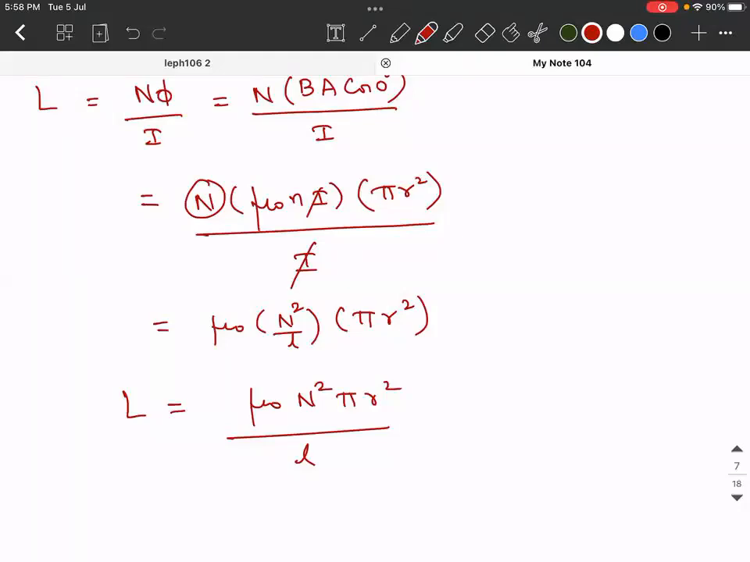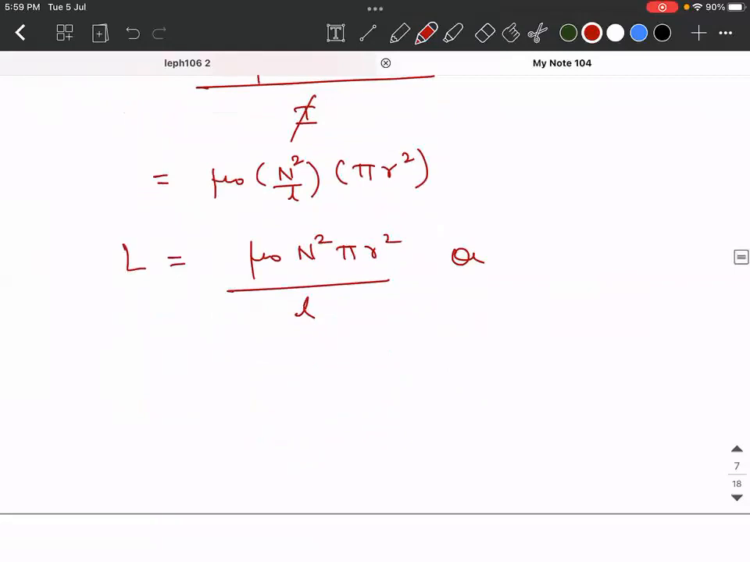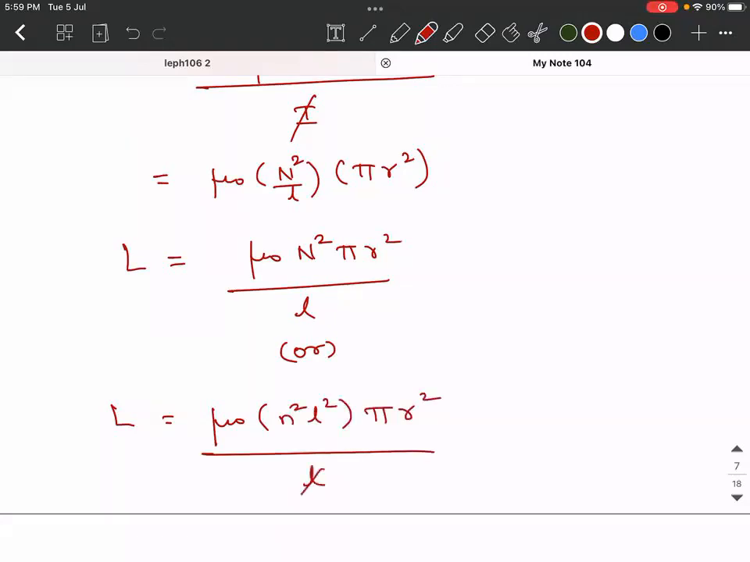This value you are expected to remember. If not, at least you should be in a position to derive it. It's only 2 steps, right? Can I write, in the place of capital N, small n into L? So mu naught n square L square into pi r square divided by L. One n will get cancelled. You will have mu naught n square L pi r square. So these are the 2 formulae that are related to the self-inductance of a solenoid.